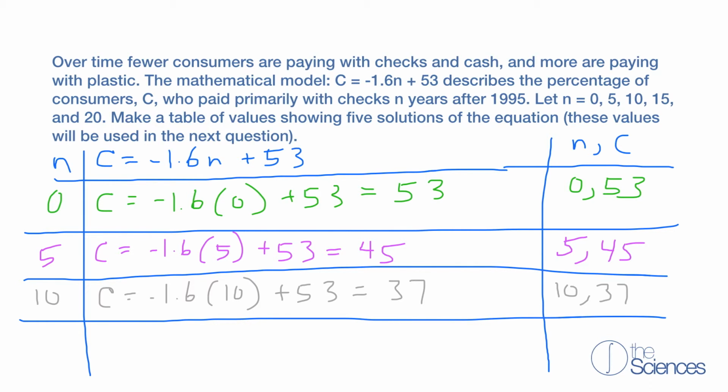Now we're going to find our point when n is 15. We have c equals negative 1.6 times n, or 15, plus 53. So now negative 1.6 times 15 is negative 24, plus 53 is 29. So we have n is 15 and c is 29.